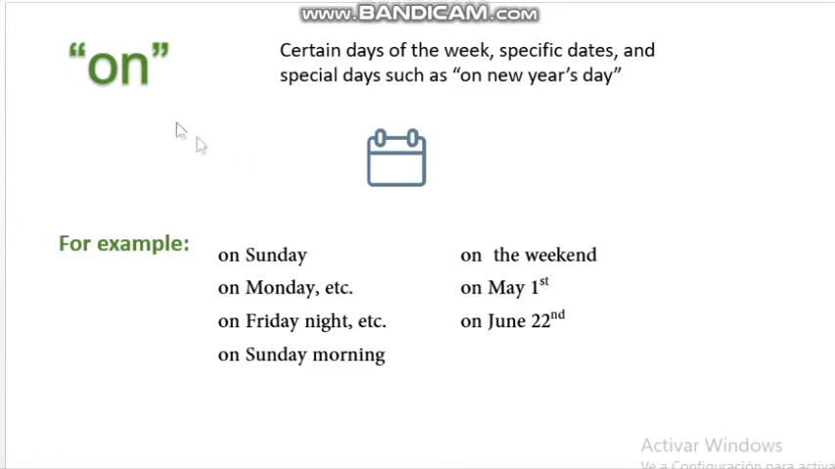Remember that with in we use the months of the year, but without the date. So we use just the month. We say in May, but we say on May 1st. I want you to see the difference. Or on June 22nd, on July 2nd, on September 21st, whatever month but with the date. Don't forget.